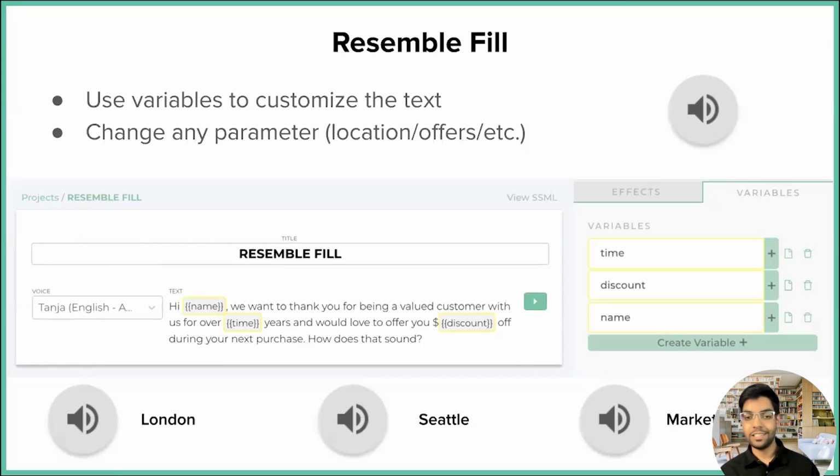So here we change the cities as a parameter as well as the discount. And you can also couple it with our marketplace voices.